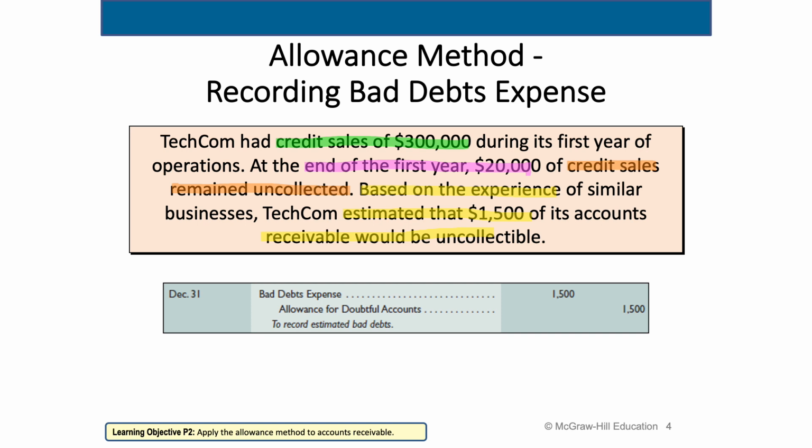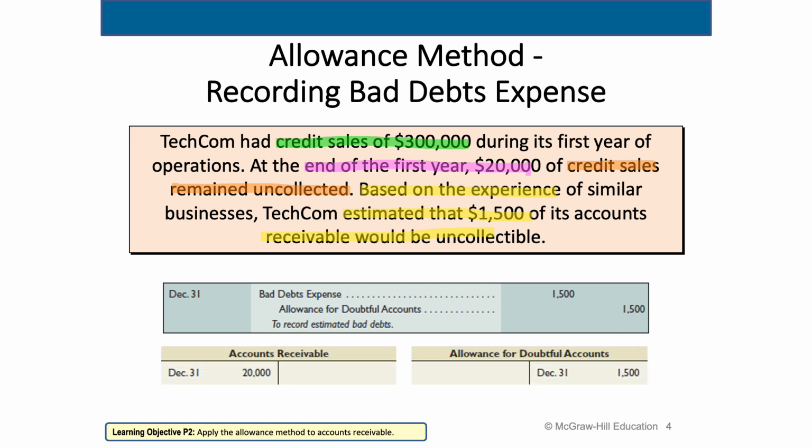So this is how to record the estimated bad debt expense. They are going to tell you how much the estimation is, based on the company's experience. When you record it, you say bad debt expense to allowances for doubtful account. What do I mean by allowances for doubtful account? It means that we doubt that we are going to receive 1,500. Because we doubt, we're going to expense it as a bad debt expense of 1,500.